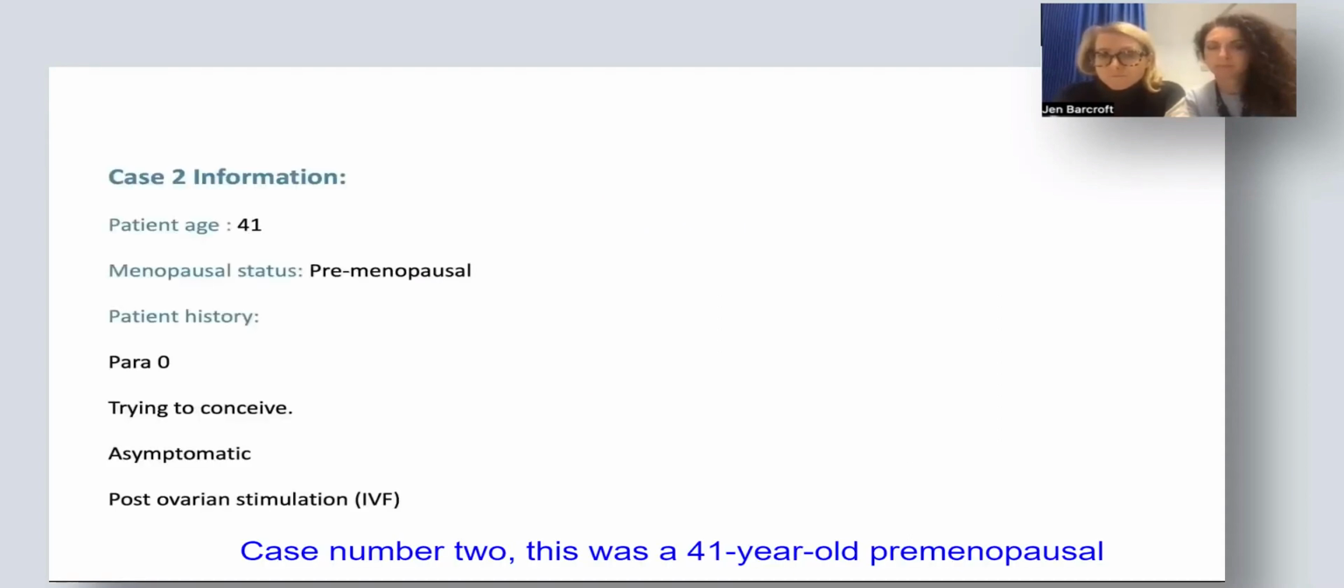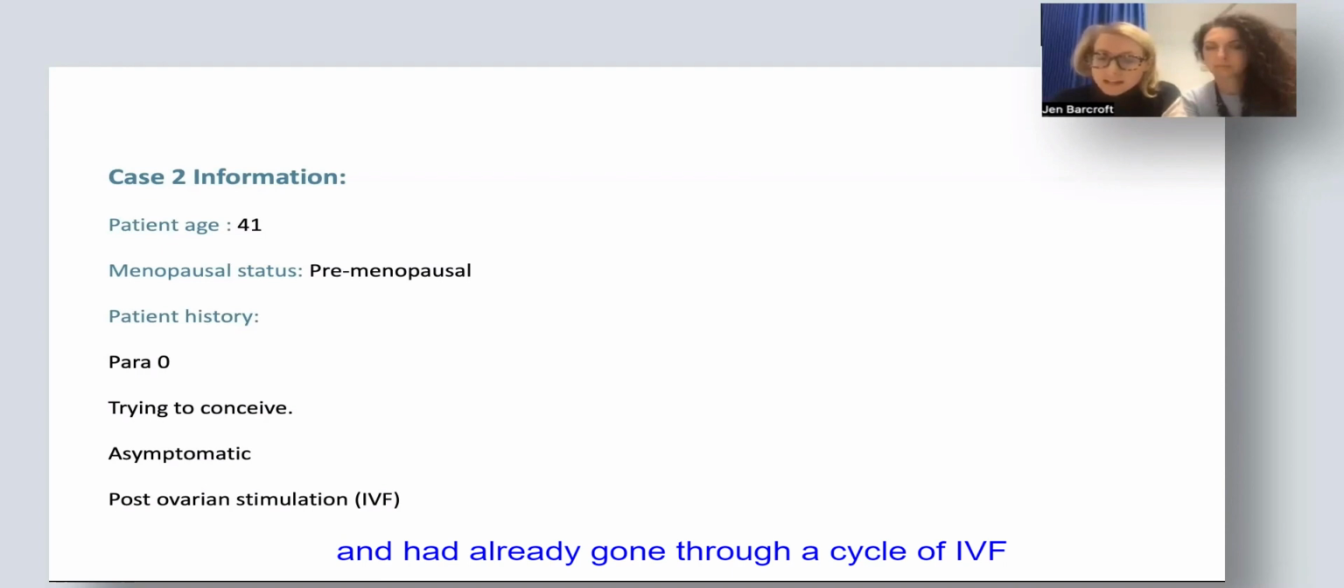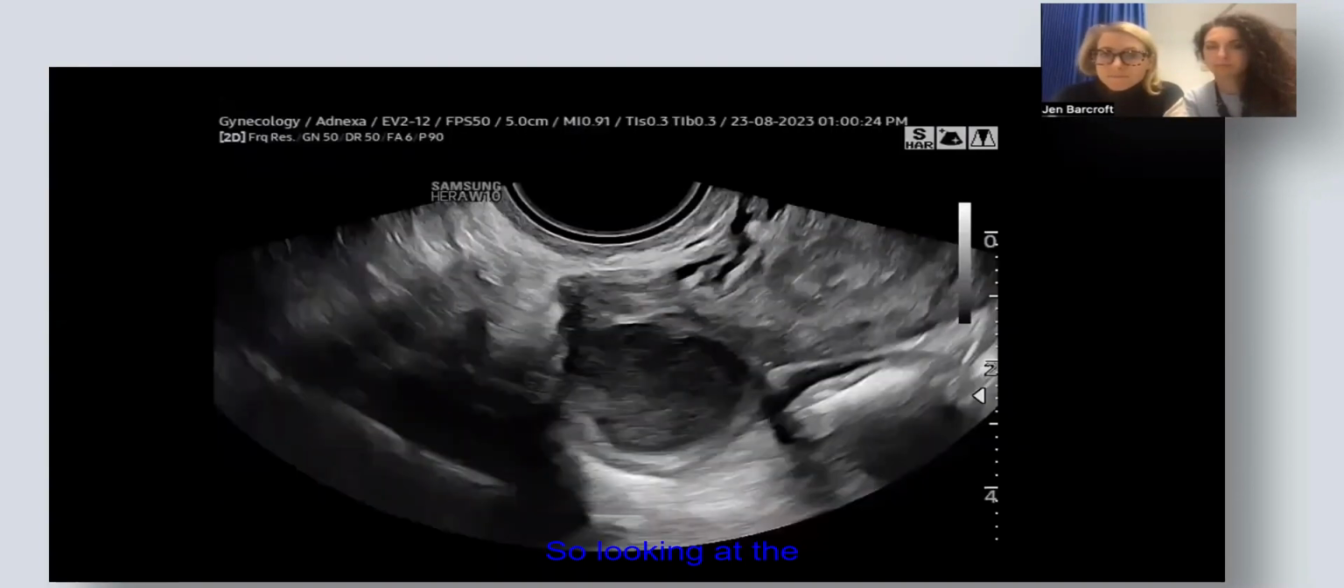Case number 2. This was a 41-year-old premenopausal lady who was nulliparous. She was actually trying to conceive, which was why the cyst was identified. She had no symptoms and had undergone infertility investigations and had already gone through a cycle of IVF and egg retrieval.